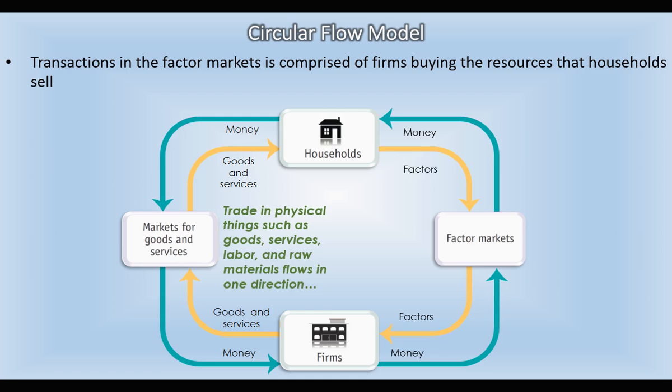So trade in physical things such as goods and services, labor, and raw materials flow in one direction. So we've got goods and services, factors, goods and services. So that's going in one direction. And then money that pays for these physical things flows in the opposite direction. Money comes from households to this market here, goes into the pockets of firms, which then goes into this market here, which goes into the pockets of households.